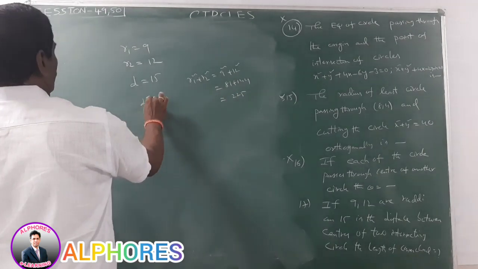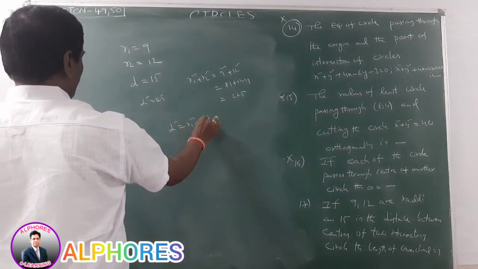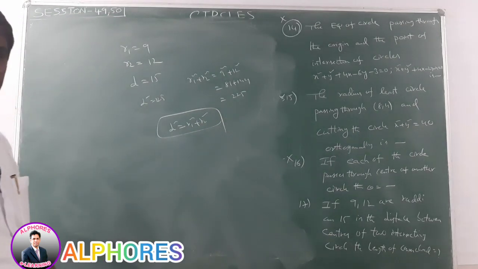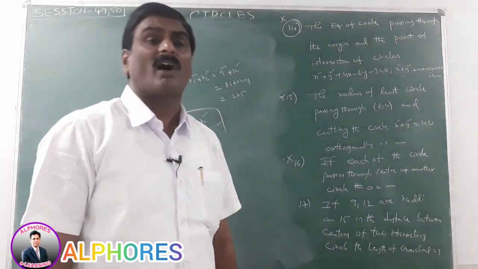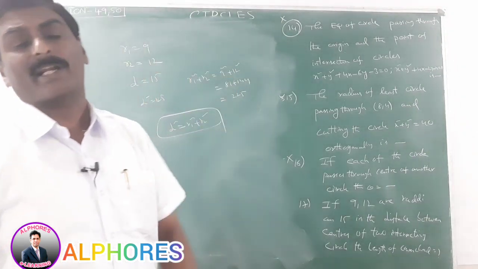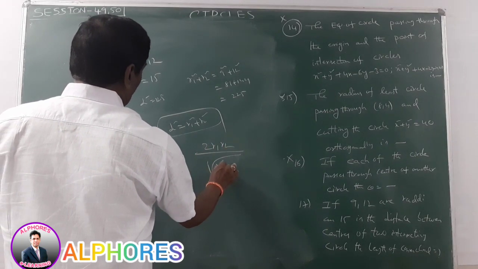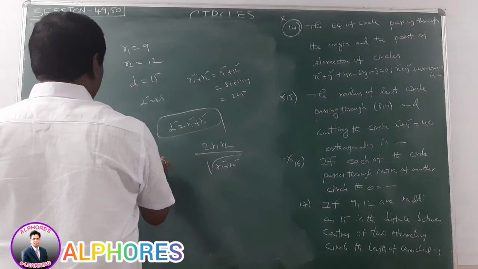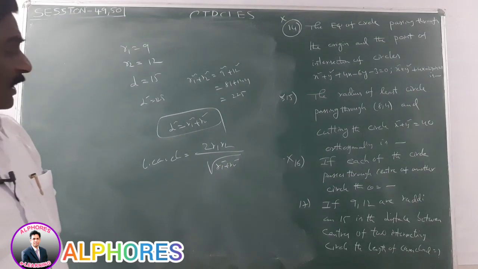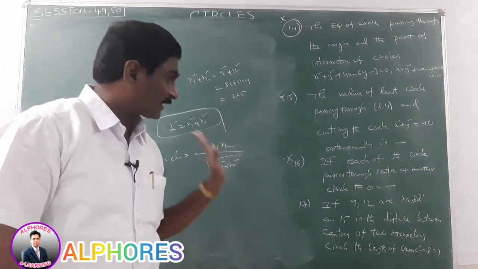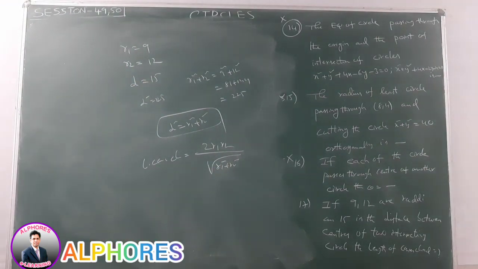But D square is equal to 225. Clearly, D square is equal to R1 square plus R2 square. That means the two circles are intersecting orthogonally. If the two circles are intersecting orthogonally, what is the length of the common chord? Length of common chord is equal to 2r1 r2 by root over r1 square plus r2 square. By using that formula, we find the length of the common chord.